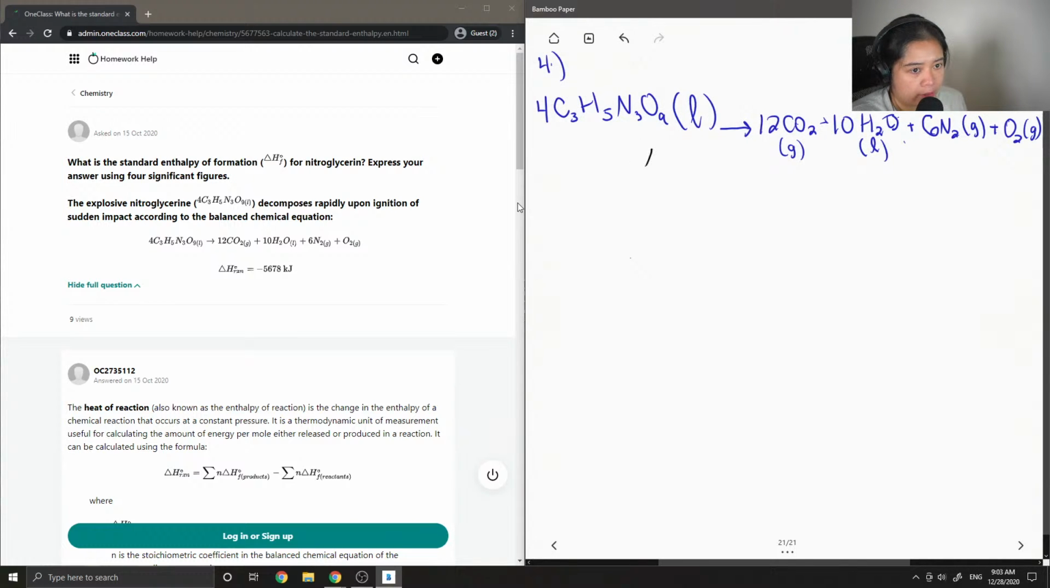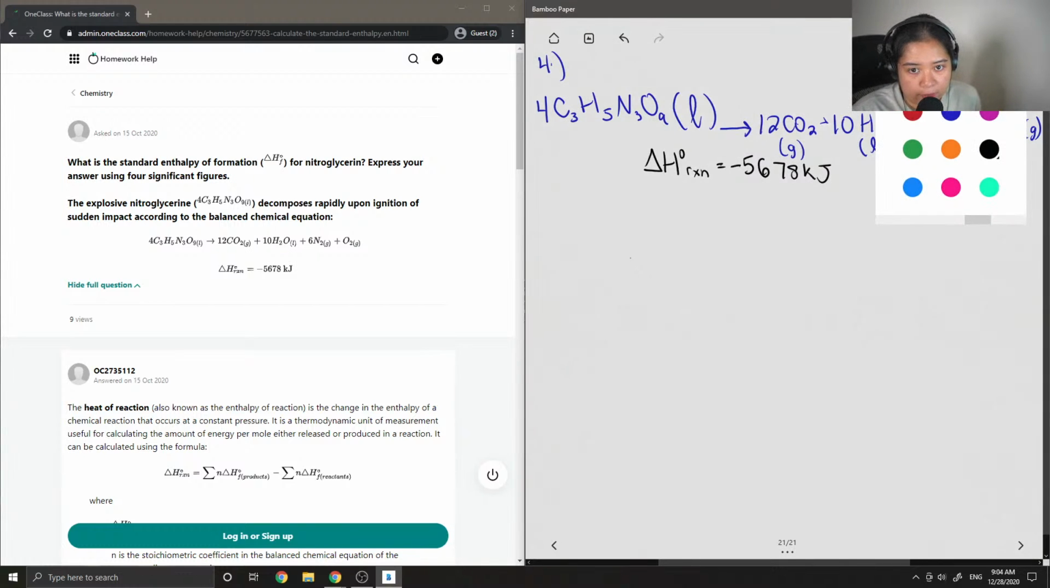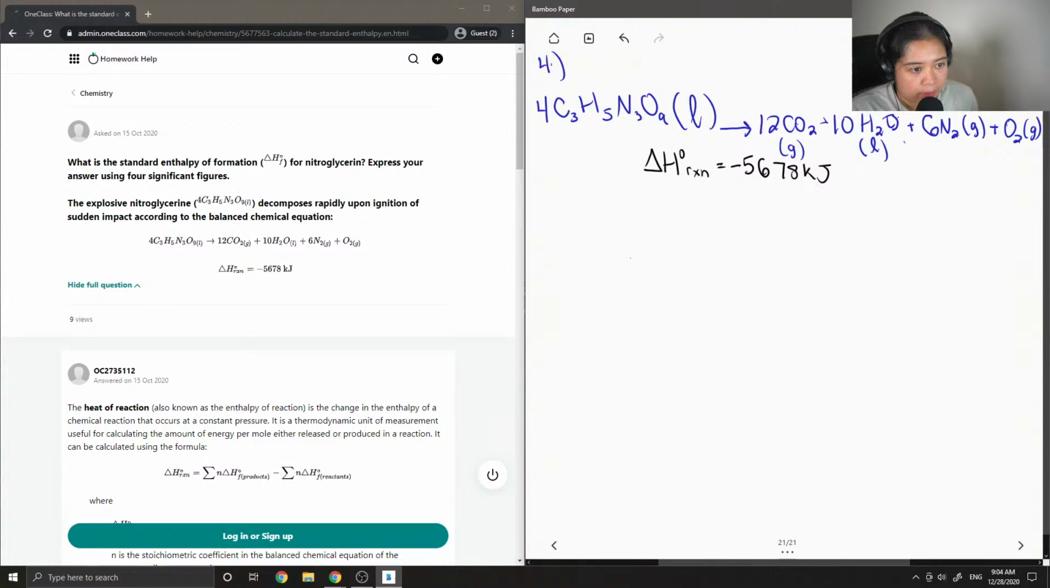And the question also gives us the enthalpy of reaction. So this whole reaction is negative 5,678 kilojoules. And they want us to find the standard enthalpy of formation for nitroglycerin. So to answer this question, first let's recall how to calculate the enthalpy of the reaction.